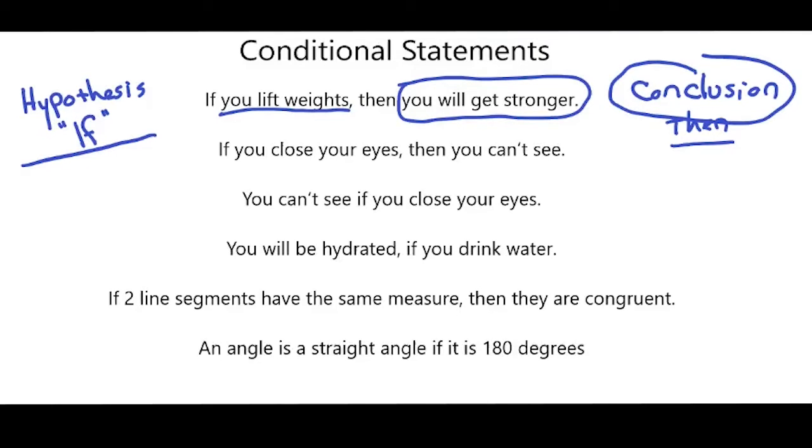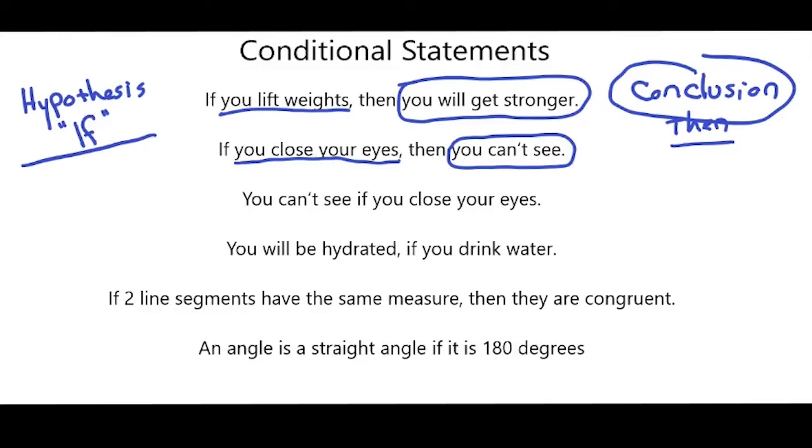How about this next one? If you close your eyes, then you can't see. Well, the hypothesis, we're going to underline that: you close your eyes. And then the conclusion is you can't see. Notice that I am not underlining or circling the if or the then.